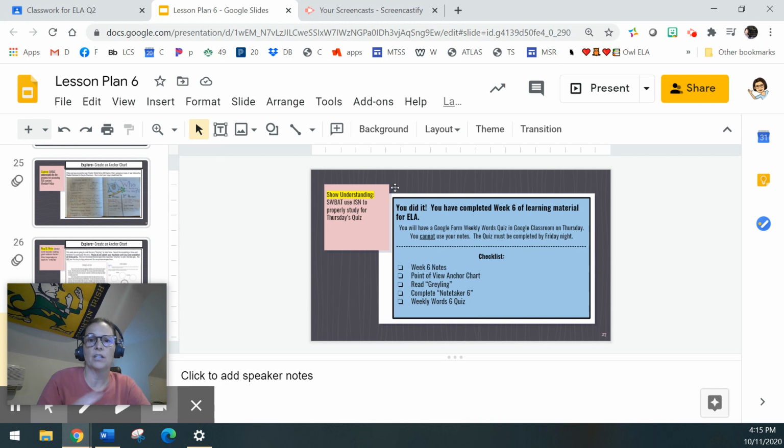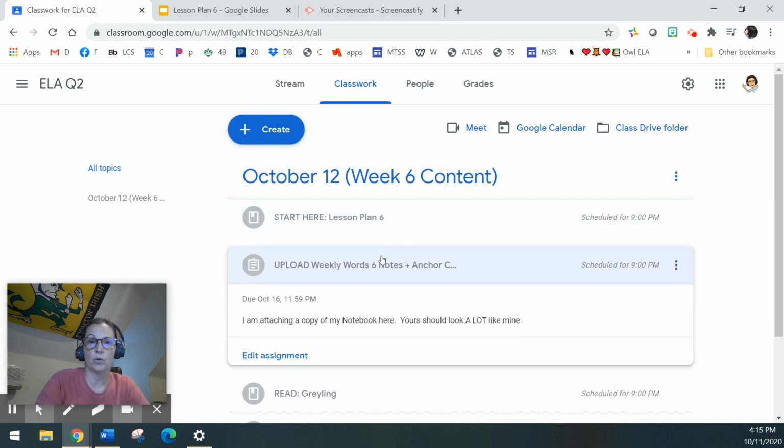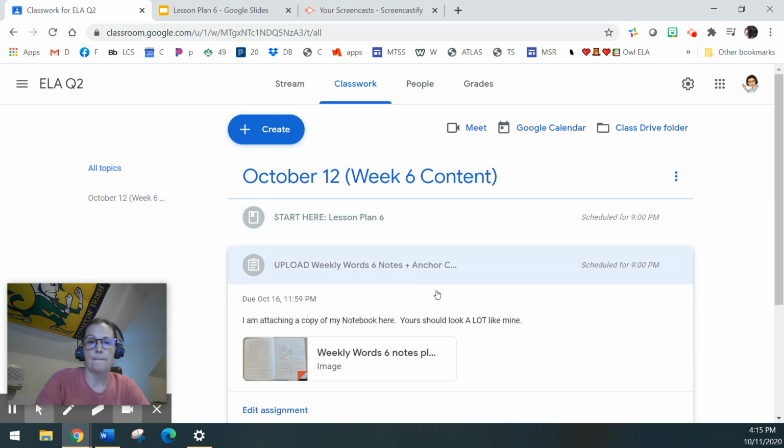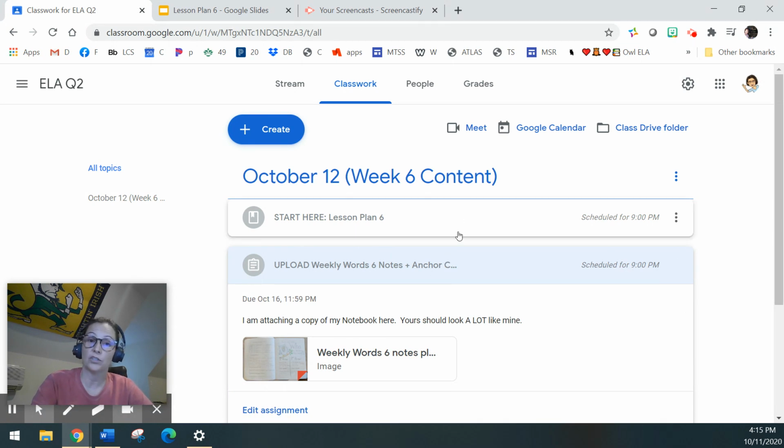And then the final thing here, you did it, you've completed week 6, and it does have, again, a checklist for you to make sure you haven't missed anything. I'm going to go back to the classwork, and so that's the lesson plan. This is where you're going to upload your weekly word notes and your anchor chart. And as you can see, I've attached a copy of my own notebook here for you to reference. It says yours should look a lot like mine.